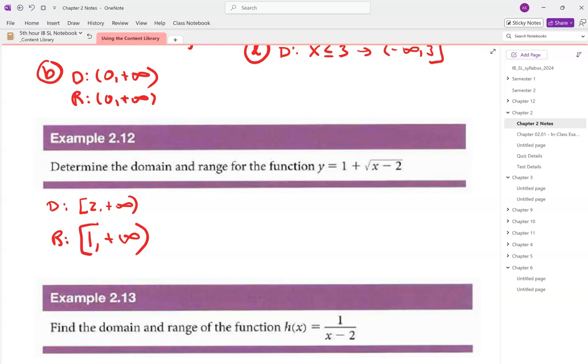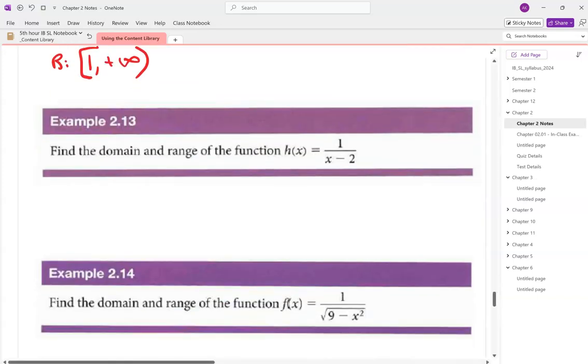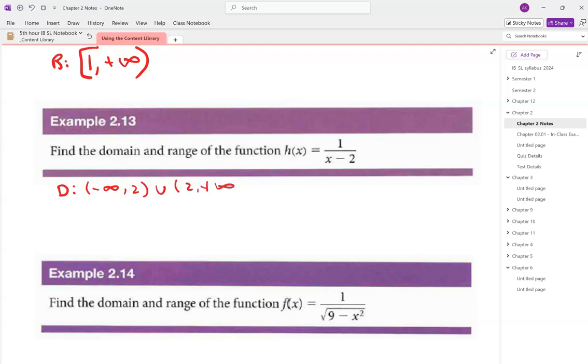Feel okay? All right. How about this one? Can somebody tell me the domain? Negative infinity to 2 union 2 to positive infinity, right? Everything except for 2. Everybody's okay?